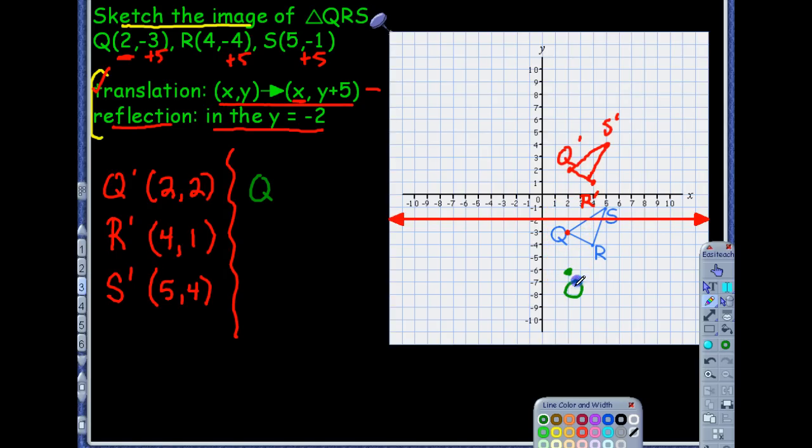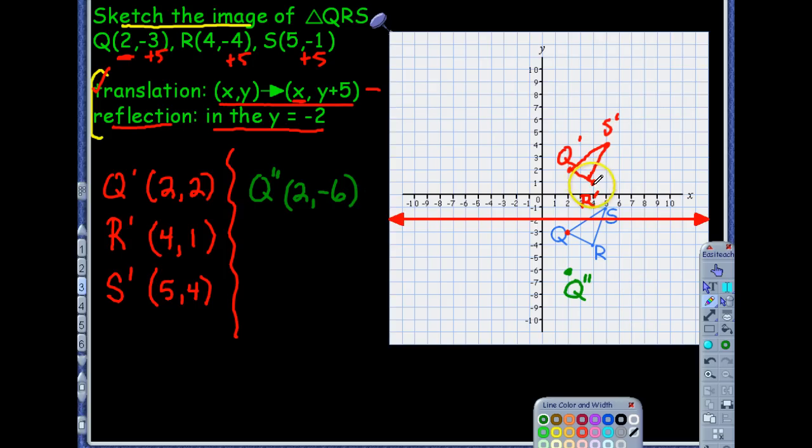Now, how would I label it? Well, I've already got a Q prime, so let's go with a Q double prime, just 2 little prime symbols there. And if we give the ordered pair, this will be the final image of my pre-image of Q. So Q double prime is 2, -6. All right, so we're going to do that for each of those.